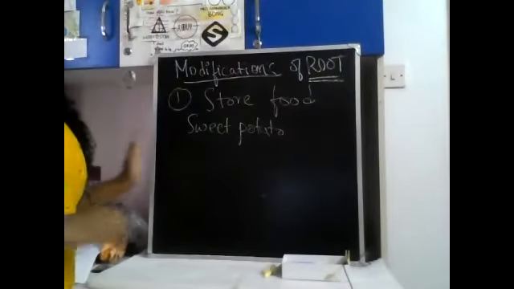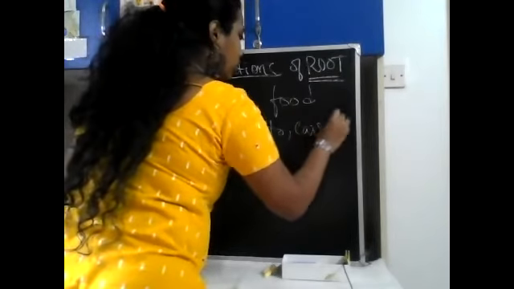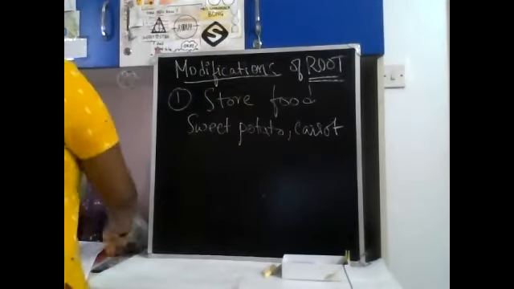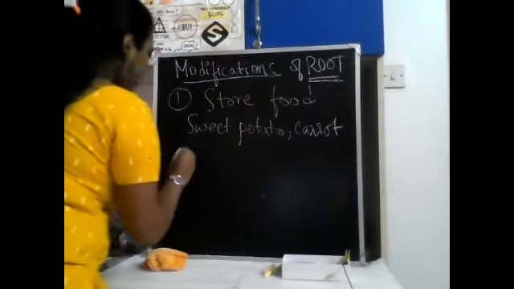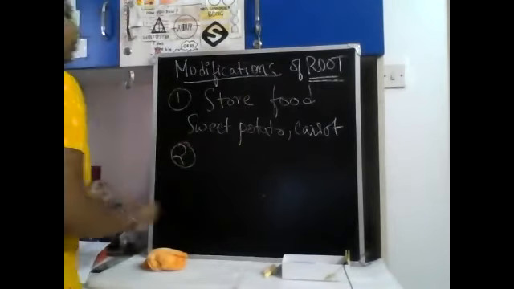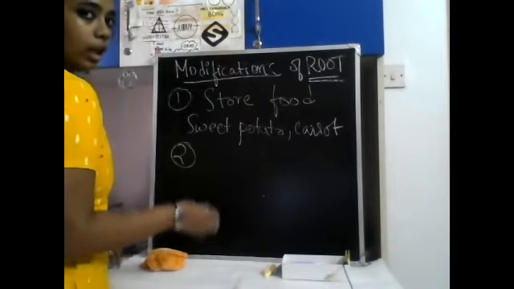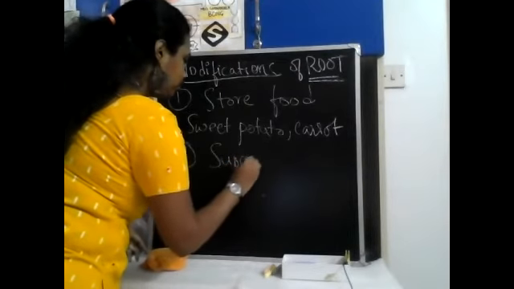Okay, we're only talking about root now. So sweet potato, carrot, radish, all those are examples for modification in order to store food. Now the next example we will look where roots are modified especially in order to give support for the plant.